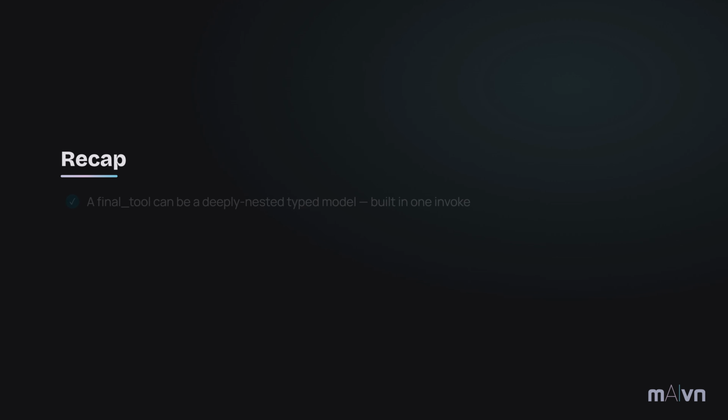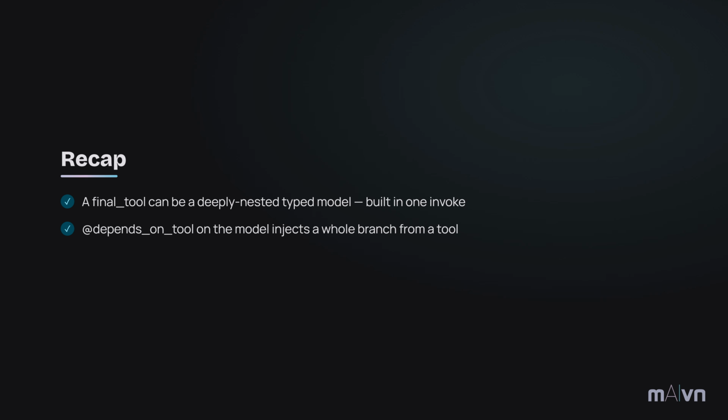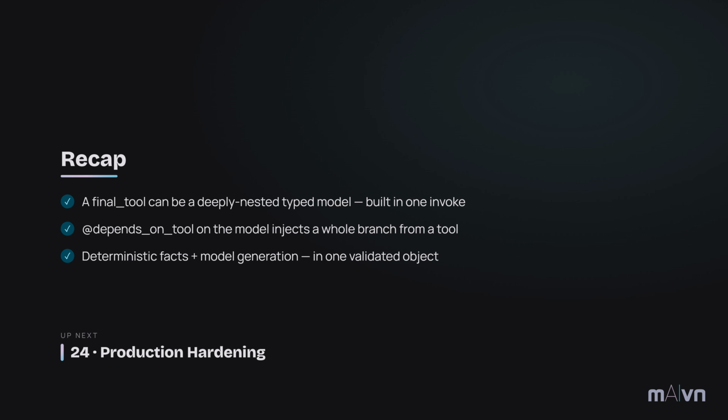To recap, a final tool can be a deeply nested typed model. Models, lists, optionals, literals, built in one invoke. And a dependency decorator on that model injects a whole branch from a tool. So part of the result is deterministic, and part is the model's. It's the most powerful shape in mAIvn. One call, one validated object. Exactly the structure you asked for.